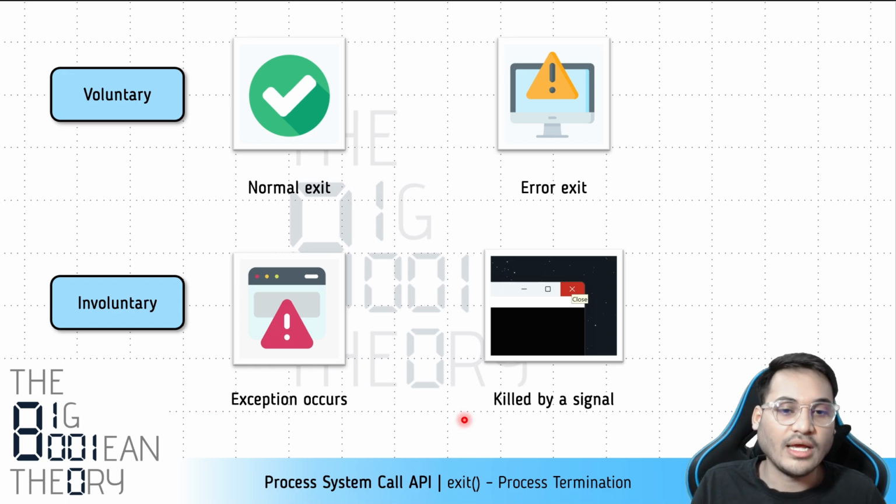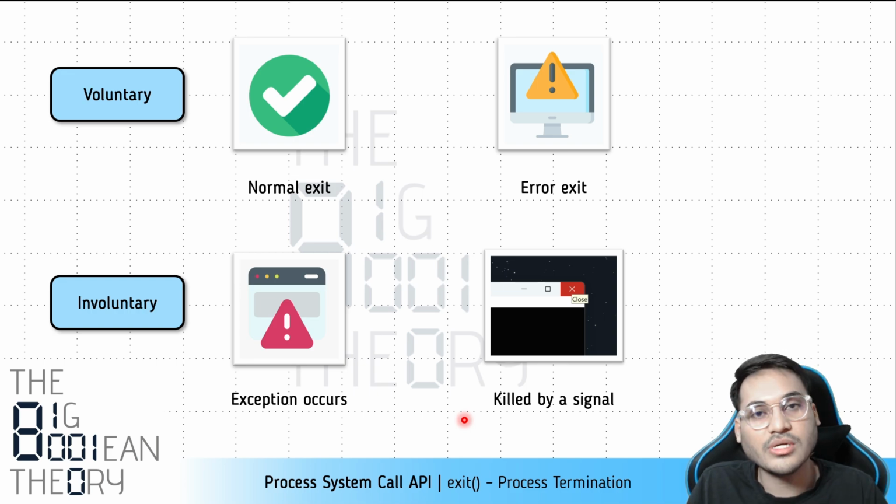The final example that I will talk about is, let's say there is no such illegal exception in this case. There is a normal process, but let's say the user decides to terminate the process. In this case, the process will be killed by some external signal.